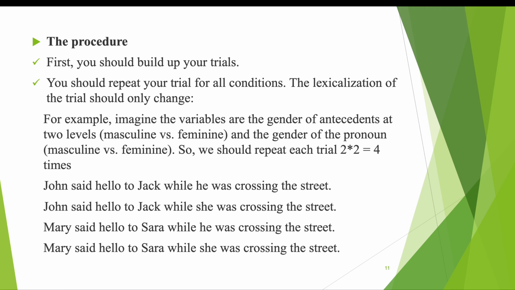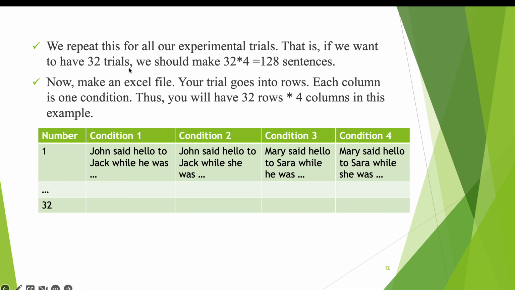All right, so after building up our trials, it is time consuming because we should repeat this for all our experimental trials. So if we want to have 32 trials, we should make, in this case, 32 trials by 4 conditions or 128 sentences, which is kind of boring and time consuming. Sometimes finding enough verbs or proper nouns might not be a very easy task.